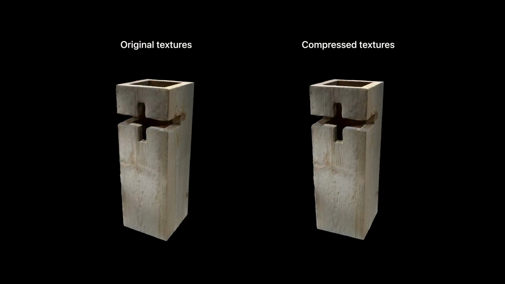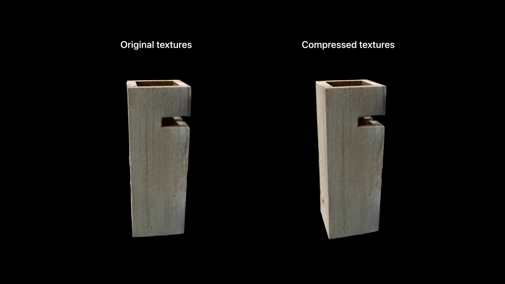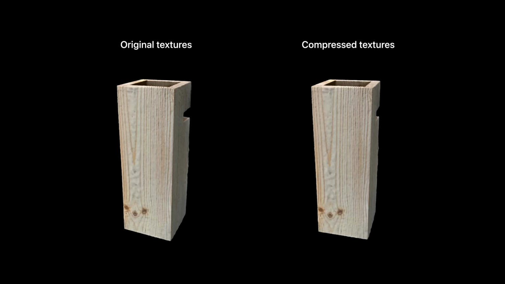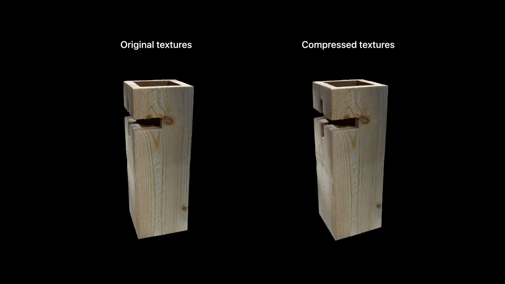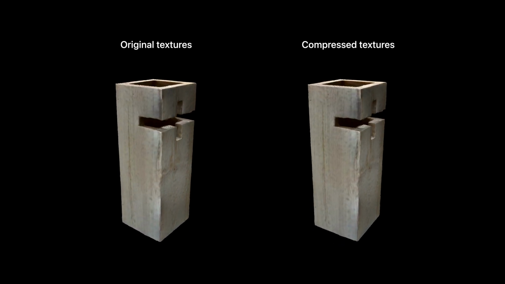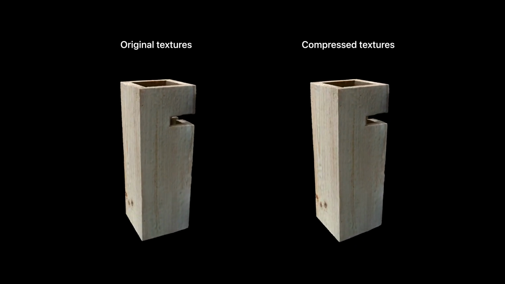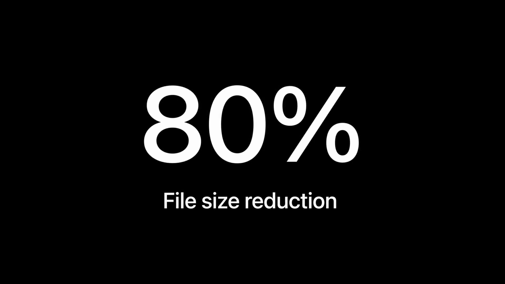In this example, we use object capture to scan this chess piece in high resolution. In order to reduce the file size without losing mesh detail, we used Reality Converter to export the model with compressed textures. The visual difference is hardly noticeable, and we got a whopping 80% reduction in the resulting file size.